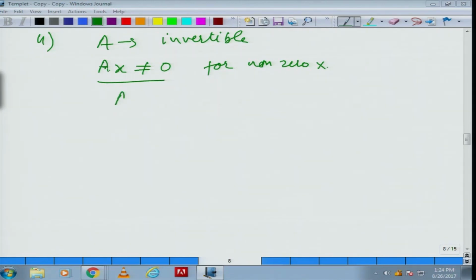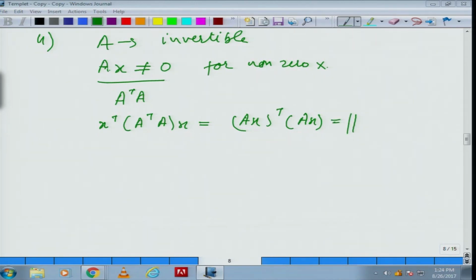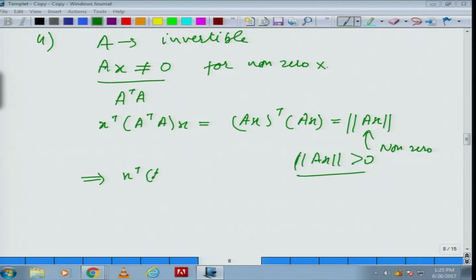We need to prove that A transpose A is always positive definite when A is an invertible matrix. So simply by multiplying X transpose A transpose A into X, this can be changed into AX transpose into AX, which is actually the norm of AX squared. And since this is non-zero, this thing will always be greater than 0, and hence X transpose A transpose A into X will always be greater than 0, which gives us that A transpose A is positive definite.